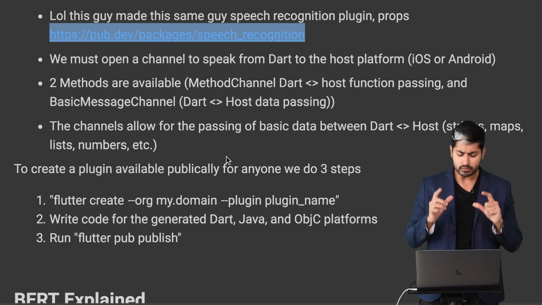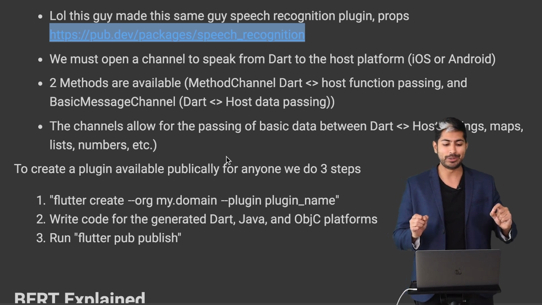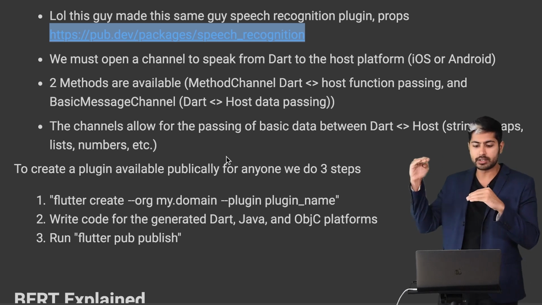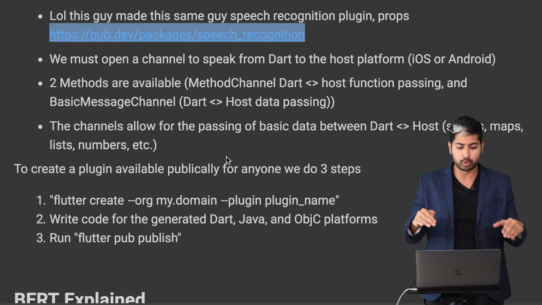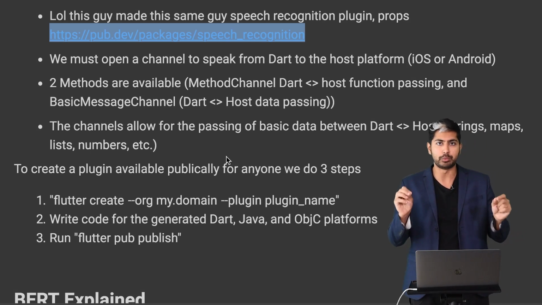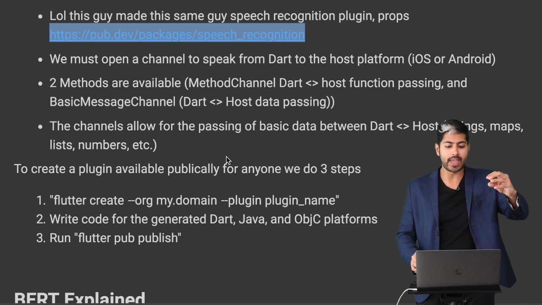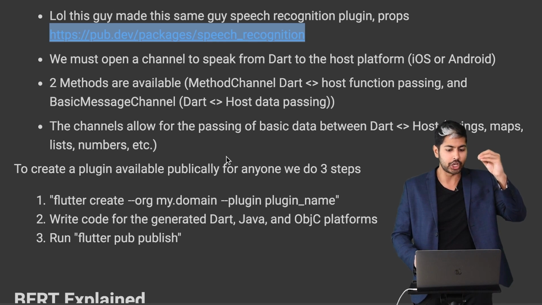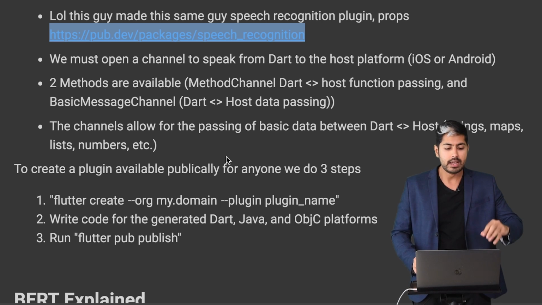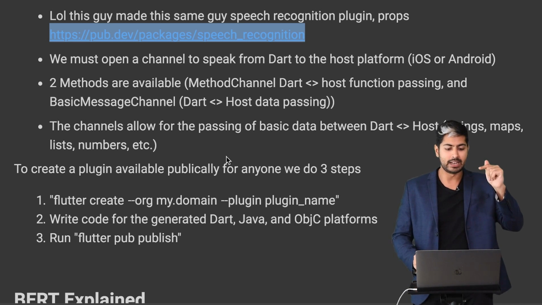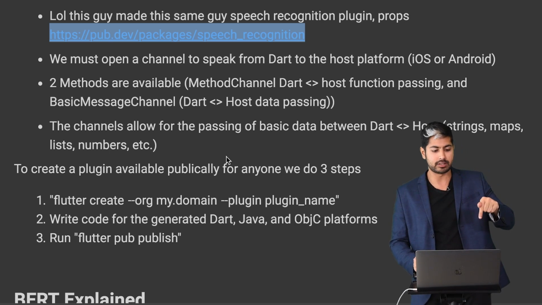And so in order to do this, we need to, first of all, open a channel from Dart. So think of it as like we're at Dart and we want to go down to the iOS or Android level. How do we do that? Well, there's two ways we can do that. The first way is to implement what's called a method channel. And what that does is it lets you take a function and pass it down to the host. The second way is to create a basic message channel. These are both ways that allow us to pass data back and forth to the host.